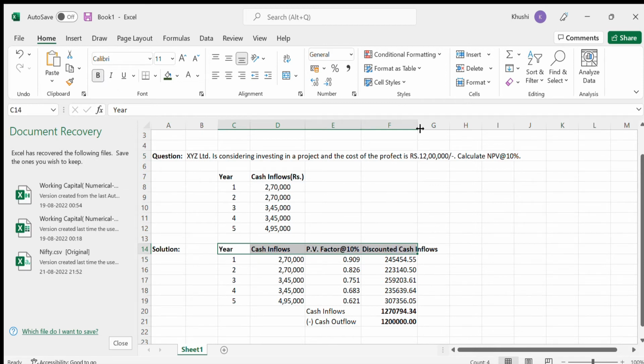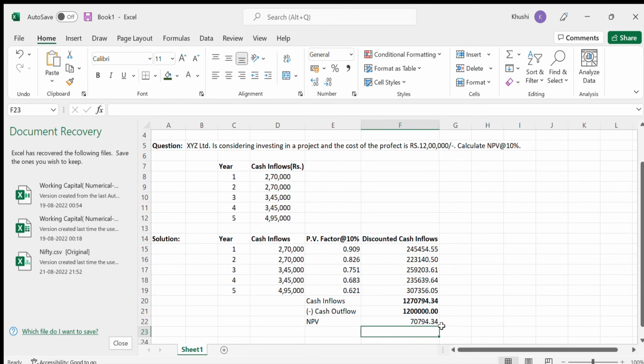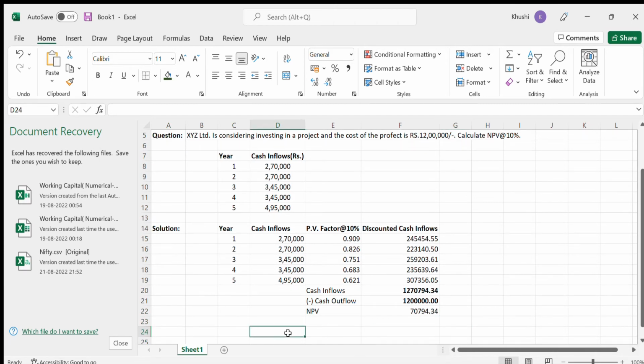Let's quickly revise how we have calculated the PV factor or the discounted factor. The formula for calculation of PV factor is 1 divided by 1 plus rate of interest, and here the rate of interest is 10. That's why we have divided by 1.10, and we have to take it under the bracket and to the power number of years. That is how we calculate PV factor.